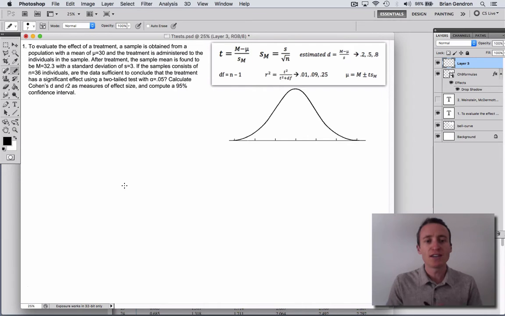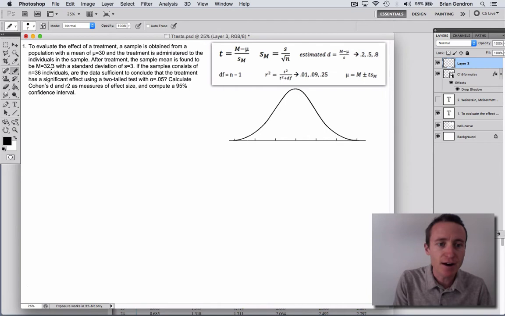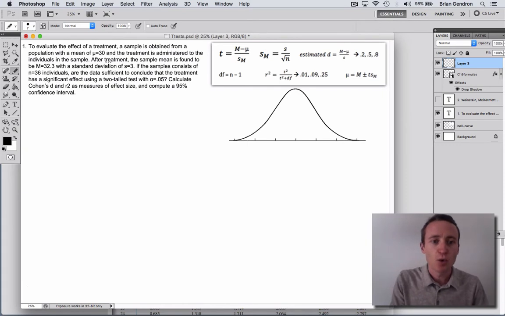All right, so essentially, it's a basic hypothesis test where you have some population that has a score of 30 on average, and you give 36 people a treatment, and their scores on average are 32.3. So the difference here is that we're not given the population standard deviation. Instead, we're given the sample standard deviation, this value of s.